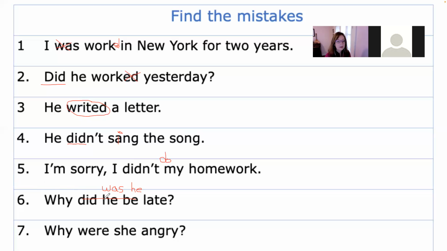And another one, because the verb be in the past tense has two forms, was and were, they often confuse those. So they'll say, why were she angry? It's going to be, why was she angry? And we can go over that again and practice the singular and plural form. So it's I was, he was, it was, but it's they were, we were, and you were, because you always takes the plural form of the verb, even if it's singular.